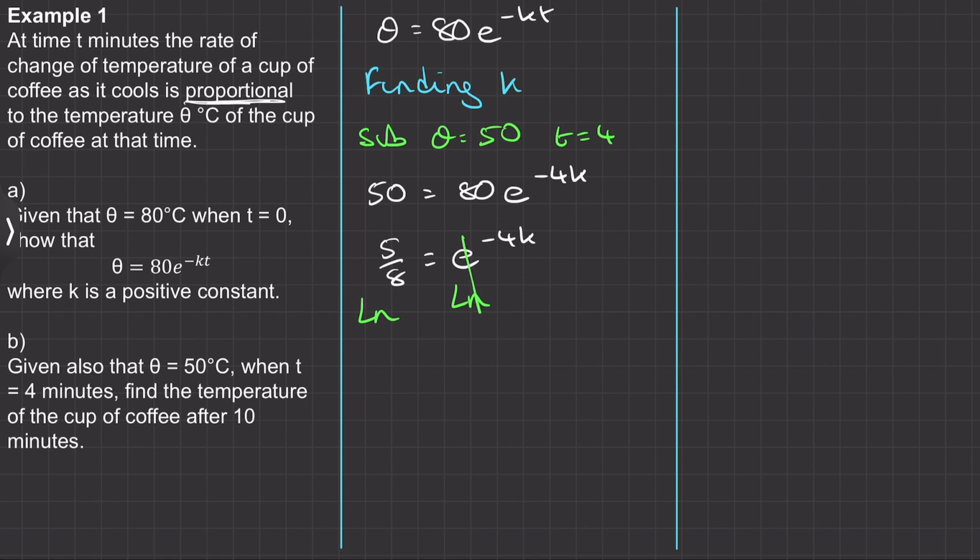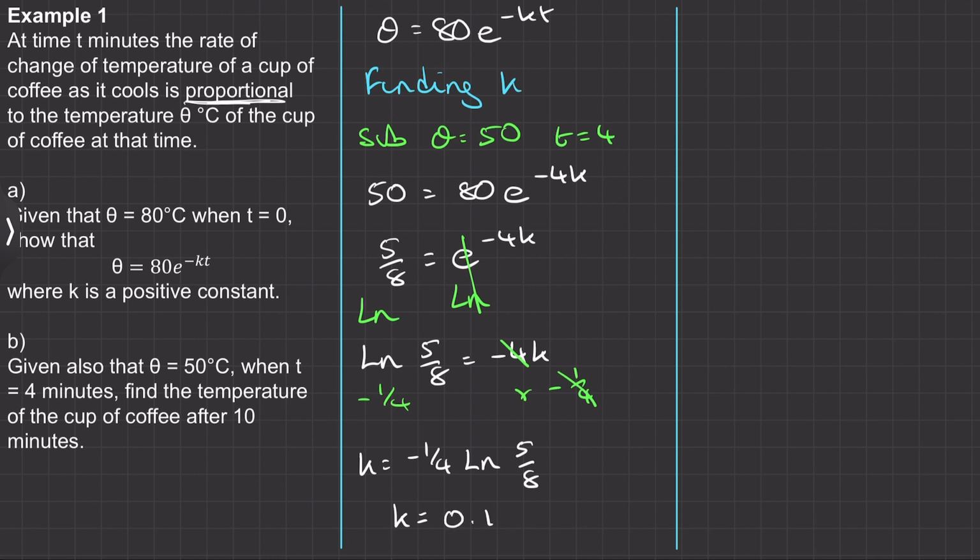These will cancel. So the natural log of 5 over 8 will equal minus 4k. And then we'll multiply both sides by negative 1/4, and this will cancel with this. So k will be equal to negative 1/4 times the natural log of 5 over 8. And when we work this out, we get k is equal to 0.1175. So now we're going to substitute this k back into our model.